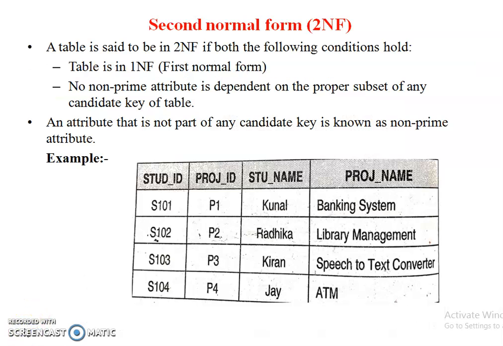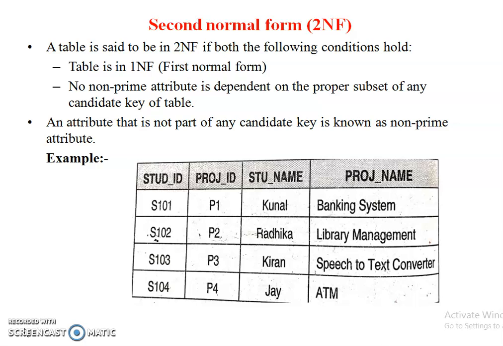Now we discuss second normal form. To understand the second normal form, first we should get the concept of prime and non-prime attributes. So what is a prime attribute? An attribute which is a part of the primary key or prime key is known as a prime attribute. And what is a non-prime attribute? An attribute which is not a part of the prime key is said to be a non-prime attribute.